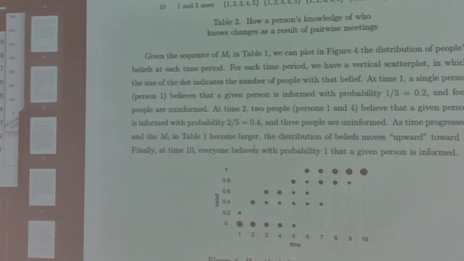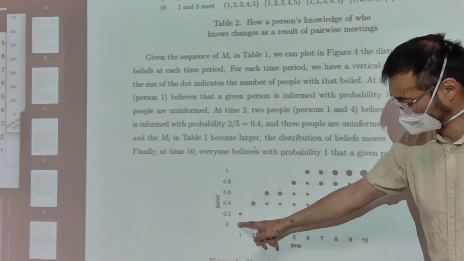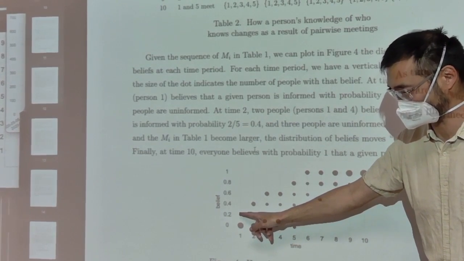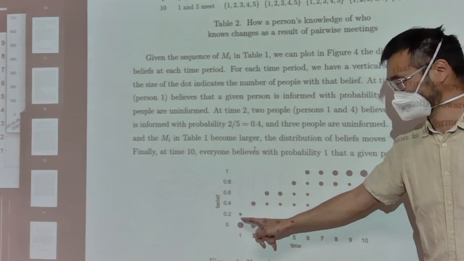So what is going on here? This is the number of people, this is like a little scatter plot. This is the number of people who don't know. This is the number of people who know and think that 20% of the people of the world know. So there's 5 people. So this is the thing.